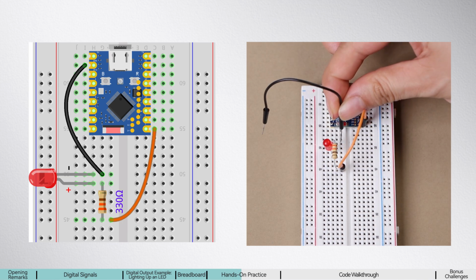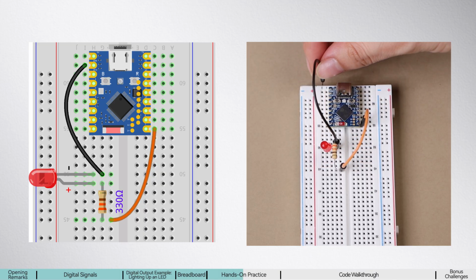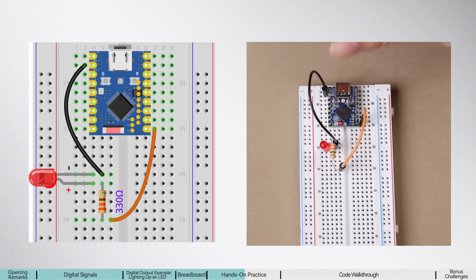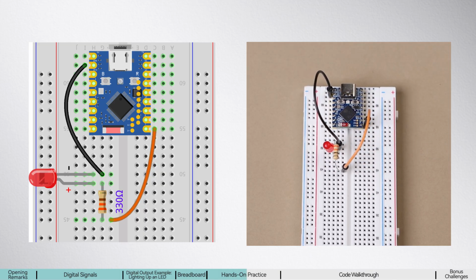Step 5. Use another jumper wire to connect the vertical column containing the LED's negative leg to a GND pin on the ESP32. If you don't have a 330 ohm resistor on hand, using one within the range of 220 ohms to 1 kiloohm is generally acceptable, though the LED brightness will vary slightly. The circuit is now assembled.